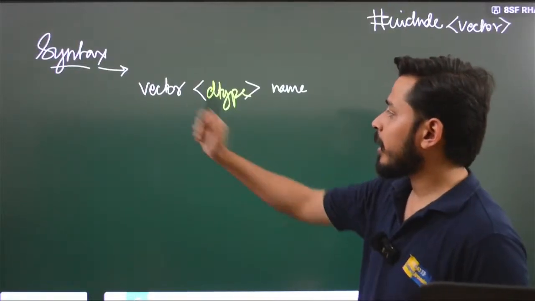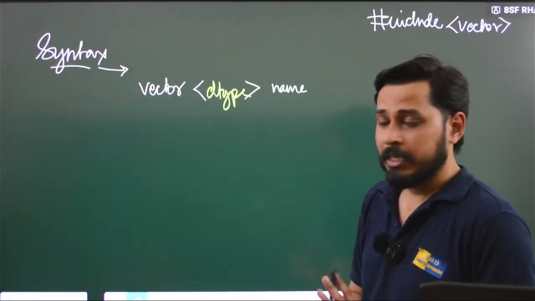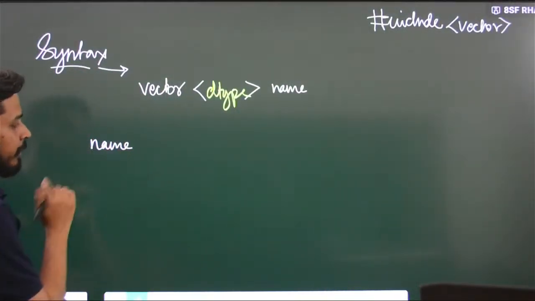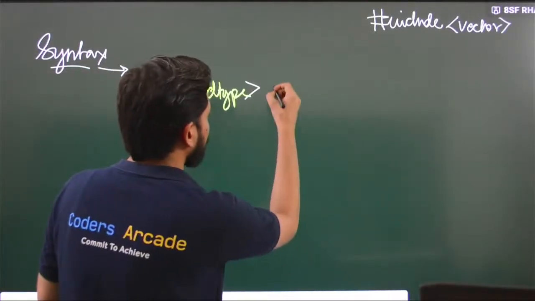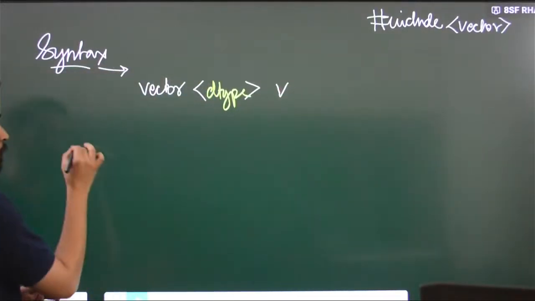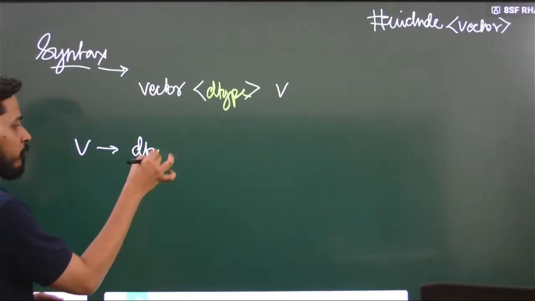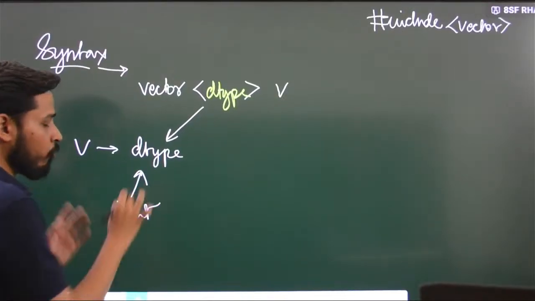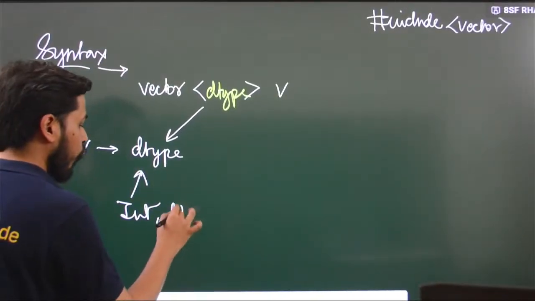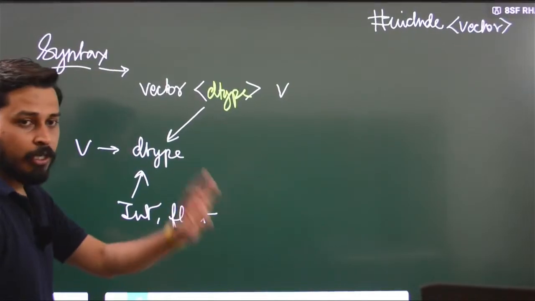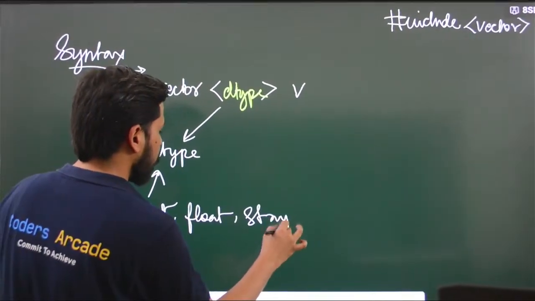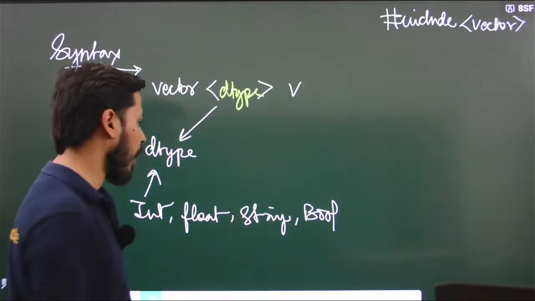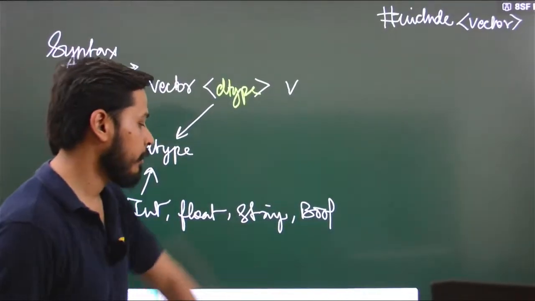So here you see we have vector of data type and then name. Now you have a vector called name in this case. This is just the name of the vector. You can say anything, V I said. Now we will store that particular data type which you write here. Suppose if it is of type integer, it will hold all integer values. If it is of type float, it will hold all float values. If it is of type string, it will hold all the string values. If it is of type bool, it will hold all boolean values. Well, I hope you are getting my point, right?